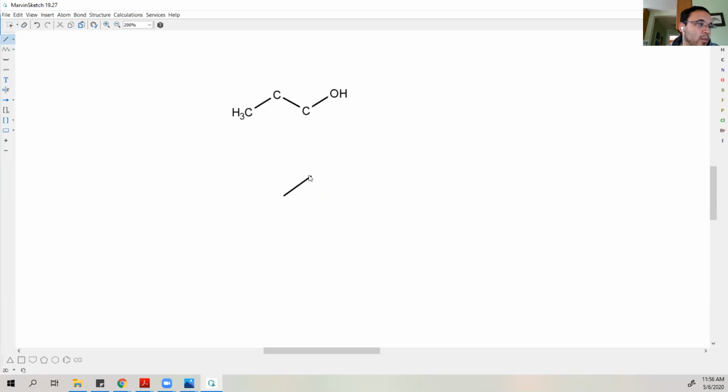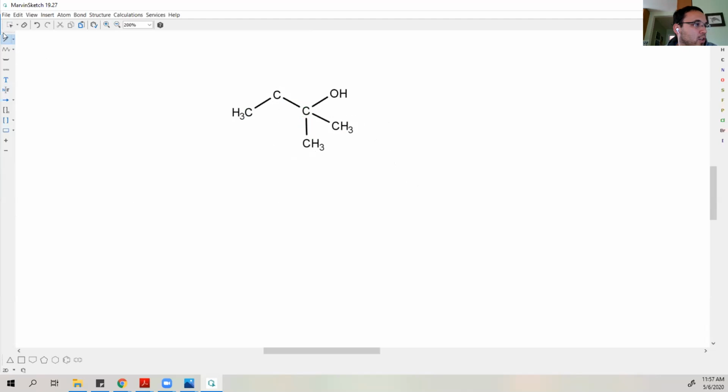This one's going to be a primary because it's at the end. Very good, right? Now, if I add another carbon here, this has now become a secondary alcohol, because this carbon that the alcohol is attached to is now connected to 2 other carbons, so it's going to give it second. If we attach another one here, this is now a tertiary alcohol. And that carbon's connected to 3 different carbons.